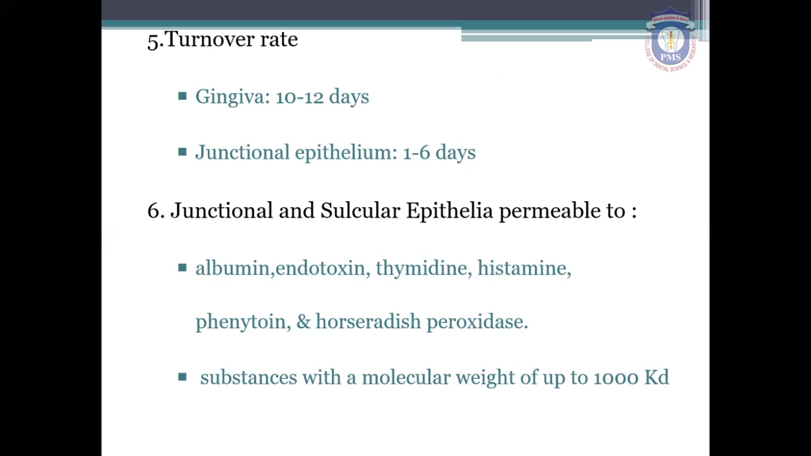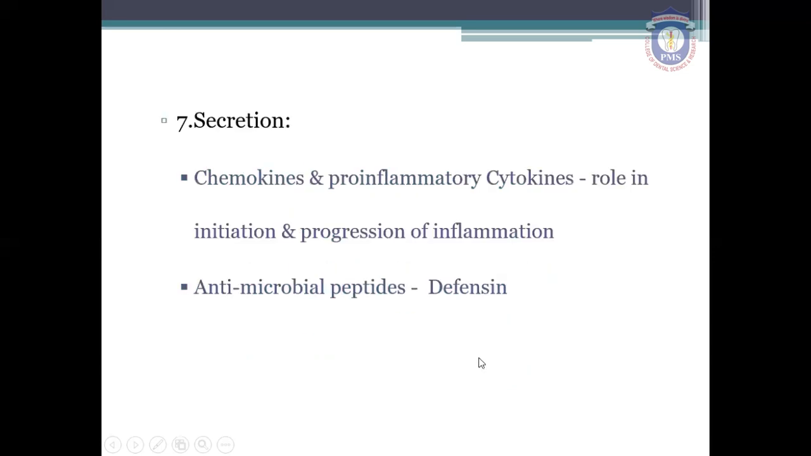So the turnover rate of gingiva is about 10 to 12 days, and for junctional epithelium, it is about 1 to 6 days. Also, these two epithelia are permeable to various substances like albumin, histamine, etc., and also for substances with a molecular weight of up to 1000 kilodalton. It also has various secretions like chemokines and pro-inflammatory cytokines, and also antimicrobial peptides like defensin.